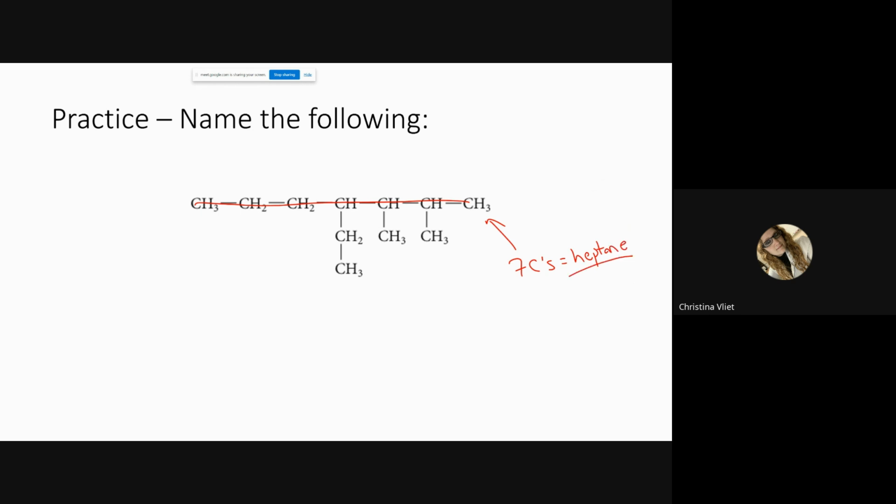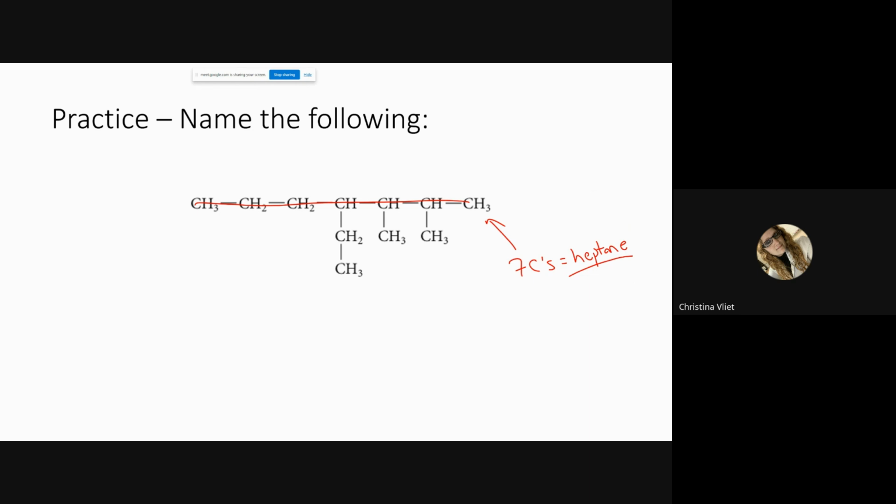Now, if you're a visual person, you may get this right away. Should I number this left to right or right to left for my substituents? Which way will give you the lowest numbers possible? It's gonna be right to left. Because look, everything's like on that side, not on that side, right? So it should be right to left.